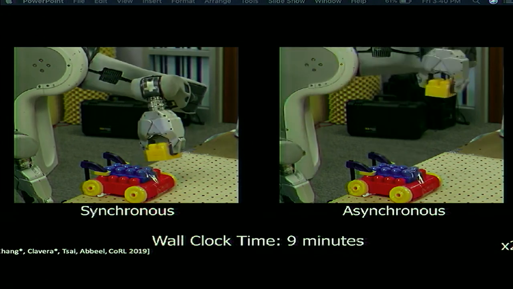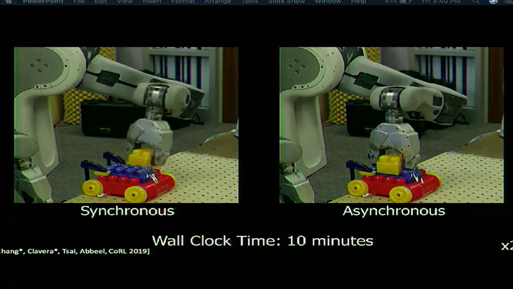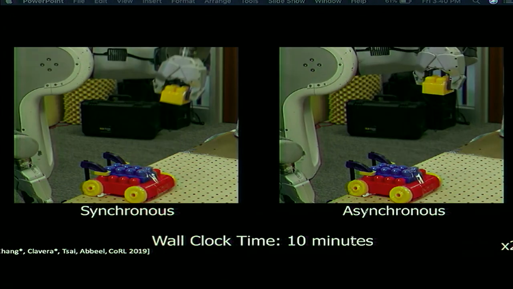The synchronous version, even though it requires the same amount of interaction with the world, has a total training time that actually takes hours. So we have seen that through model-based RL, meta-learning, and asynchronous learning, you can actually have real-time learning in robotic systems.